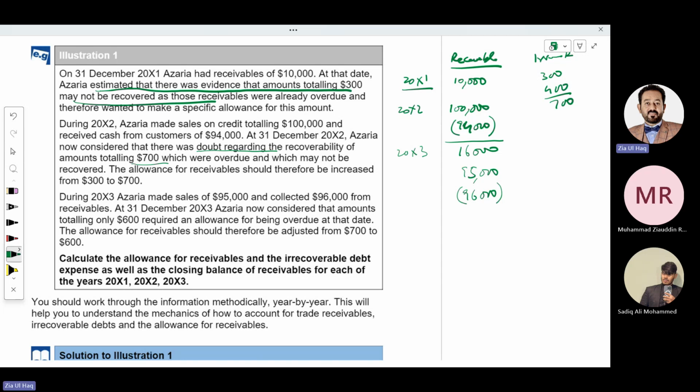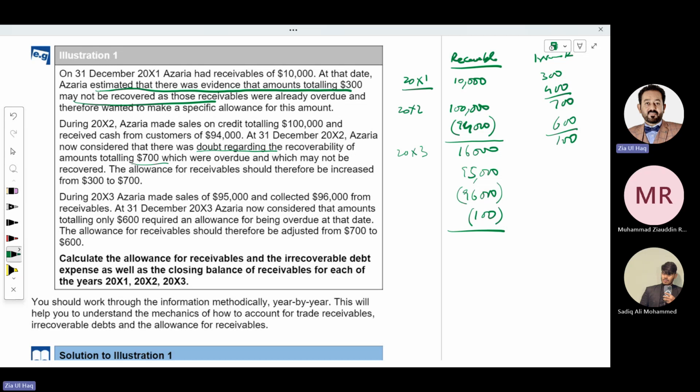At 31st December 20x3, Azaria now considered that amounts totaling only 600 required an allowance for being overdue at that date. Meaning instead of 700, the allowance should be 600. So what's the remaining 100? That is irrecoverable debt. The allowance for receivable should therefore be adjusted from 700 to 600. This means that 100 is becoming bad debts. So bad debts we also deduct.